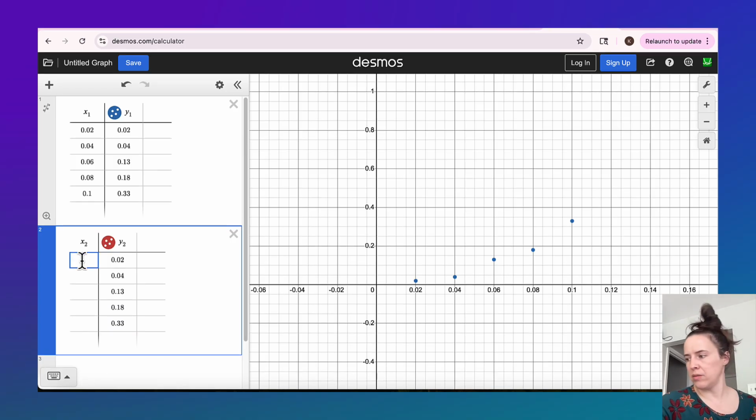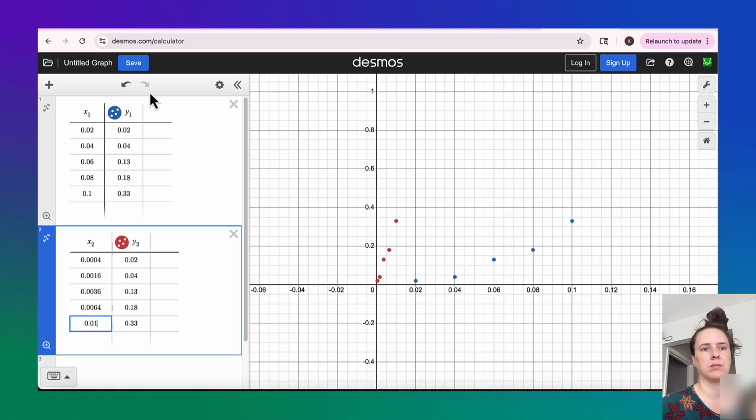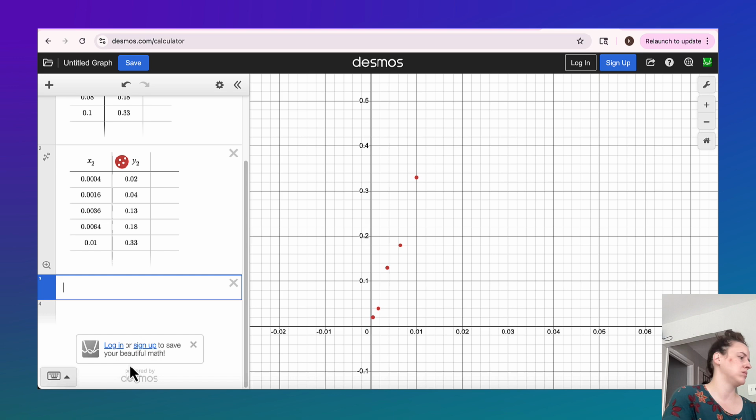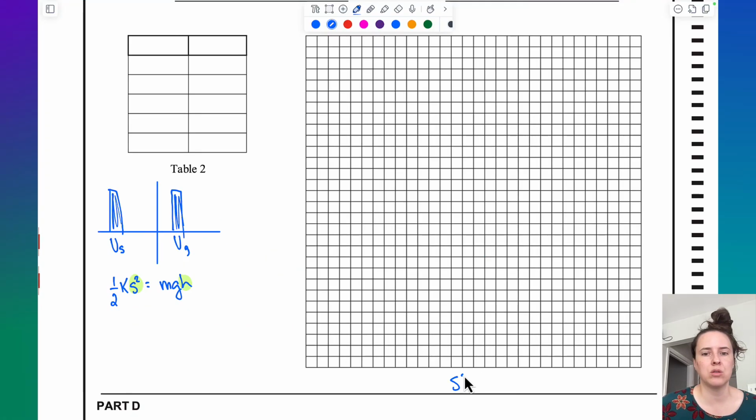So we're going to take those x squared values and we're going to square them. So 0.004. So now if I look at my axes, that looks a lot better. So that tells me that I want to put x squared down here instead. So if I go back over to my graph, that was s squared. And then on our y-axis was our h. So that's what I'm going to plot.